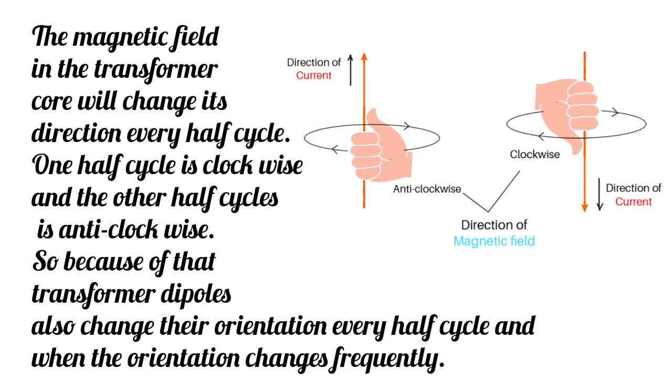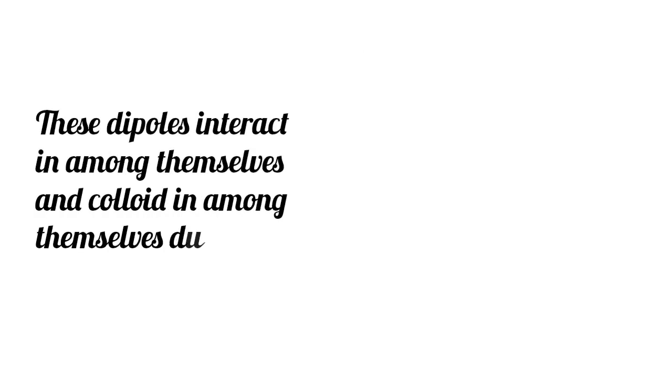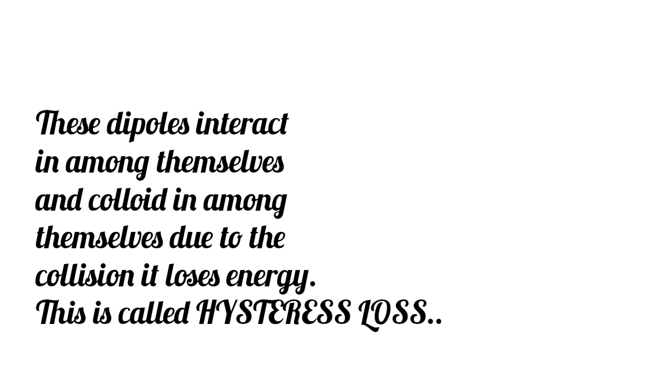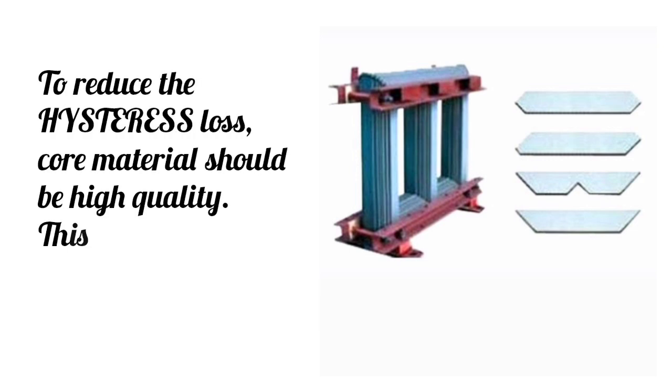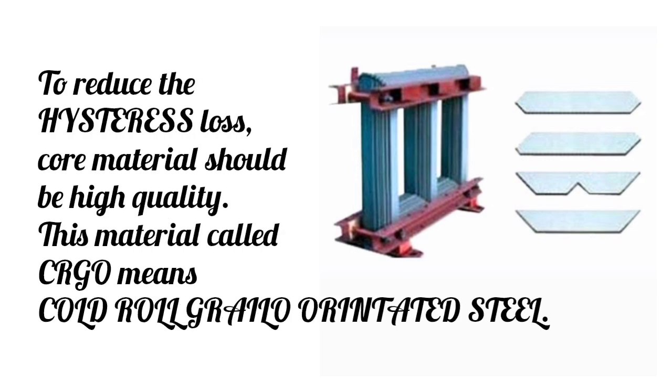So because of that, the dipoles also change their orientation every half cycle, and when the orientation changes frequently, these dipoles interact among themselves and collide among themselves. Due to the collision, it loses energy. This is called hysteresis loss. To reduce the hysteresis loss, the core material should be high quality. This material is called CRGO, which means cold rolled grain oriented steel.